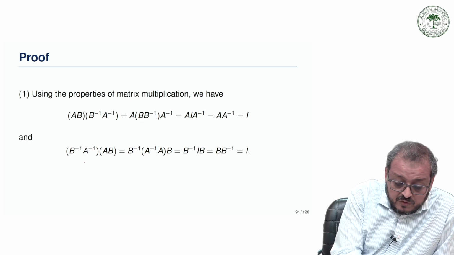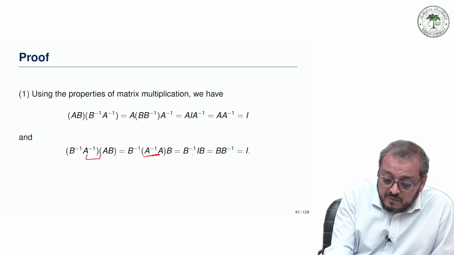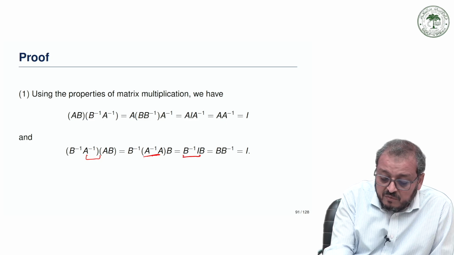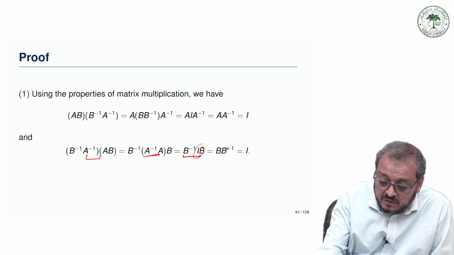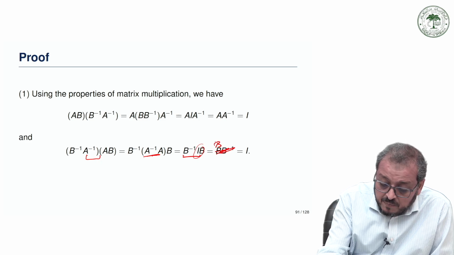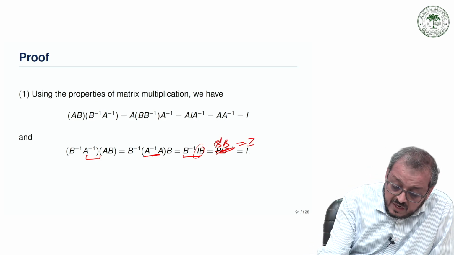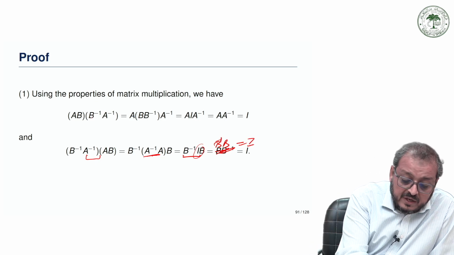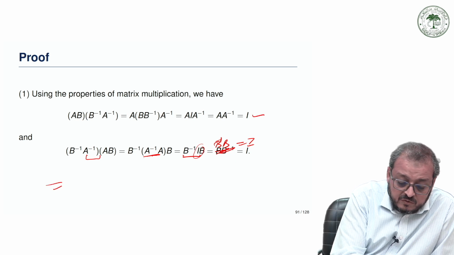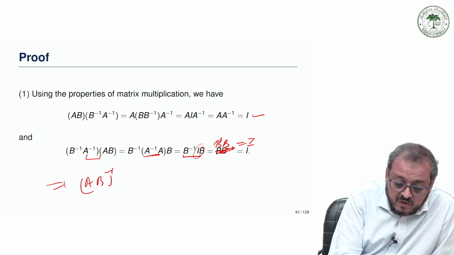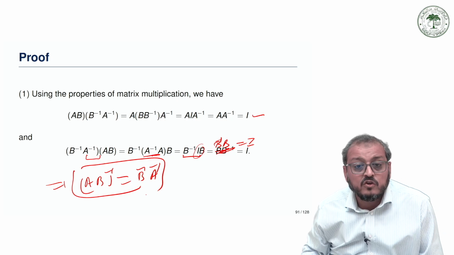Now another way, we also apply associativity here. So this is again identity, and this means we get B inverse times identity times B, and this is again B inverse B, and B inverse B is again identity. So we prove that AB times B inverse A inverse is equal to identity, and B inverse A inverse times AB is equal to identity. This implies that the inverse of AB is equal to B inverse A inverse. That means this is always true in the case of two matrices.